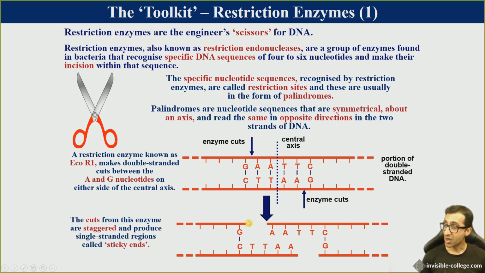Now, these cuts are staggered and they produce what we call sticky ends, because these 4 nucleotides, for example, are still complementary and could still bind with these nucleotides, but they can equally bind to another complementary sequence, and this is going to be important, as we'll see, in the use of these restriction endonucleases in transgenic technologies. So these are referred to as sticky ends.